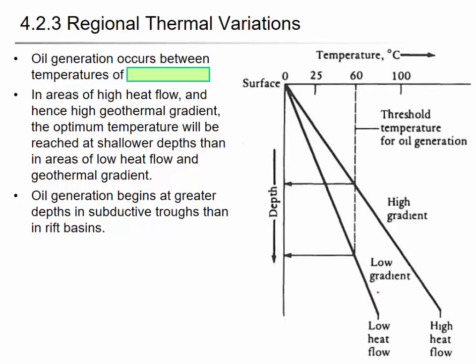Okay. The oil generation occurs between the temperature of 60 and 120 degrees Celsius. So that's the optimal temperature range that people have found so far. And in areas of high heat flow, hence the high geothermal gradient, the optimal temperature will be reached at shallow depths. This is obvious. And the oil generation begins at greater depth in a subduction trough than in the rift basin because of the different heat flux. So if you have a high heat flow, then you have a high geothermal gradient, and low heat flow, you have a low geothermal gradient.